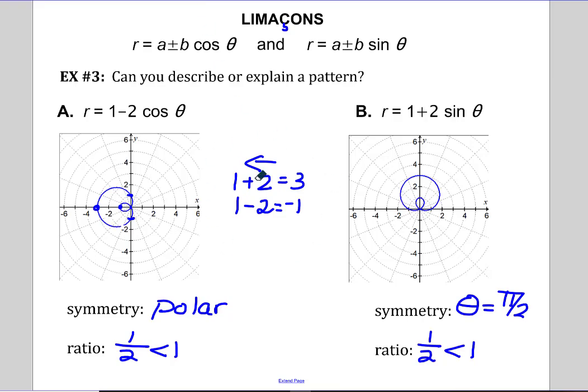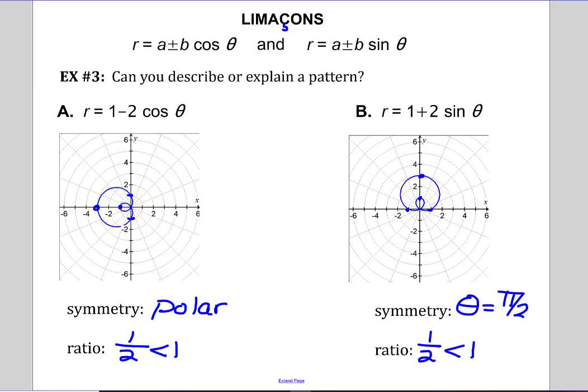In example B, we have 1 plus 2, that's 3, and it's a positive sine, so we're going up, 3 up, and 1 minus 2 is -1, so it's going up again. That's the inner loop, and the A value is 1, so we have those going there, okay?